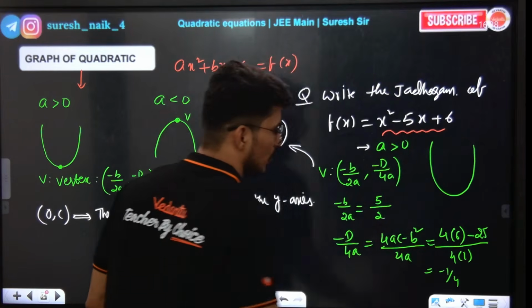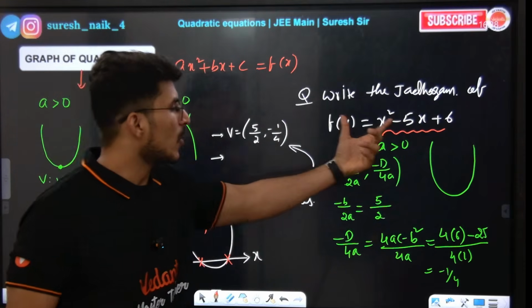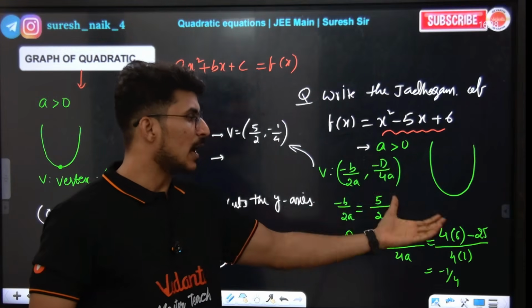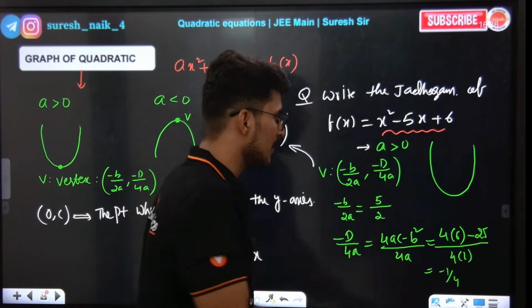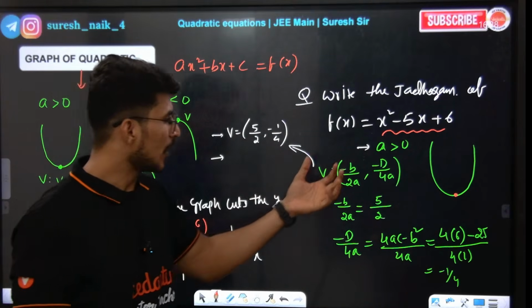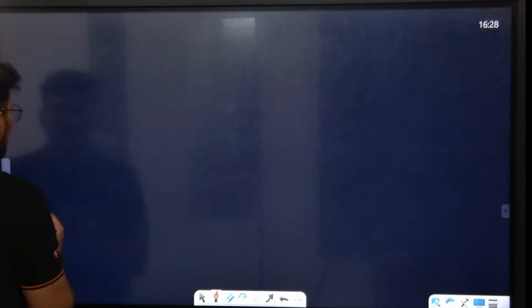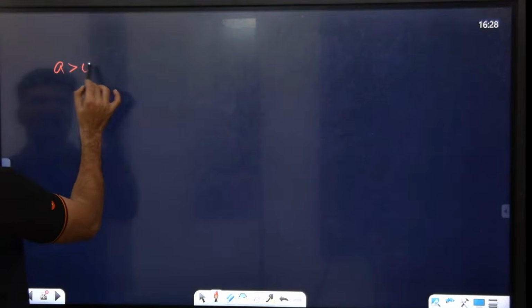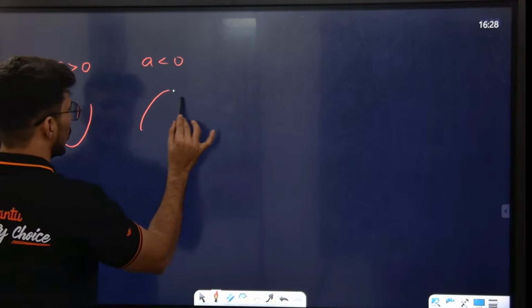If you want the range of a quadratic, for an upward parabola, you first need the vertex. Once you have the vertex, you can find the range. That is what I am going to teach now. For example, a positive a gives an upward graph, and a negative a gives a downward graph.